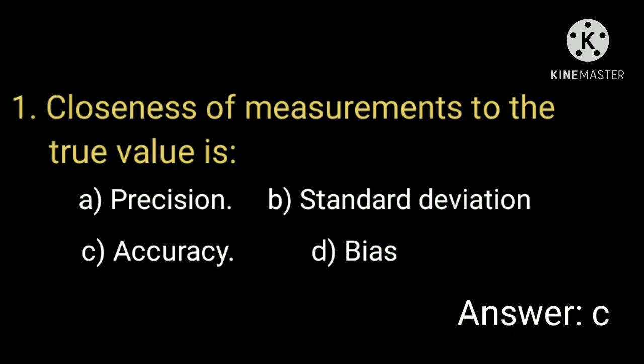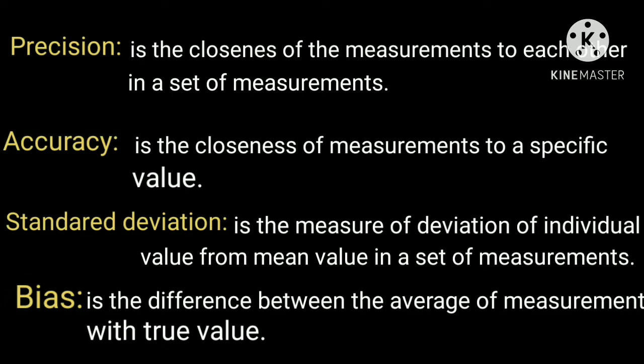Answer is option C. Accuracy. Precision is the closeness of the measurements to each other in a set of measurements. Accuracy is the closeness of measurements to a specific value. Standard deviation is the measure of deviation of individual values from the mean value in a set of measurements. Bias is the difference between the average of measurements and the true value.